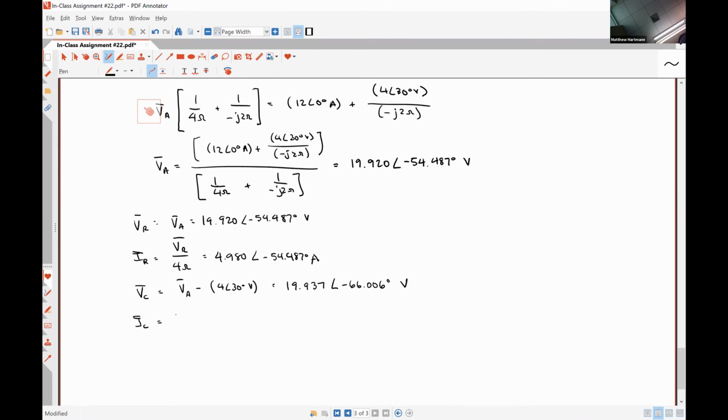And IC is simply VC divided by negative j2 ohms. Which I get to be 9.968 angle 23.994 degrees. And I think that pretty much gives us everything.